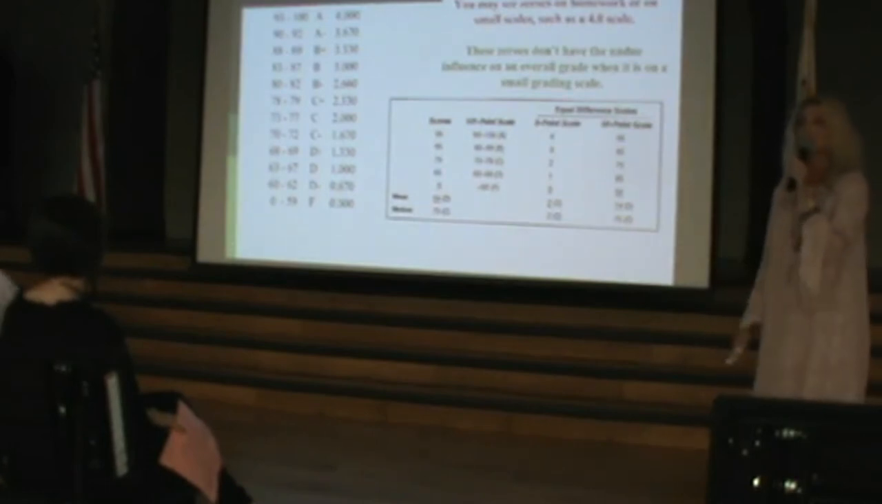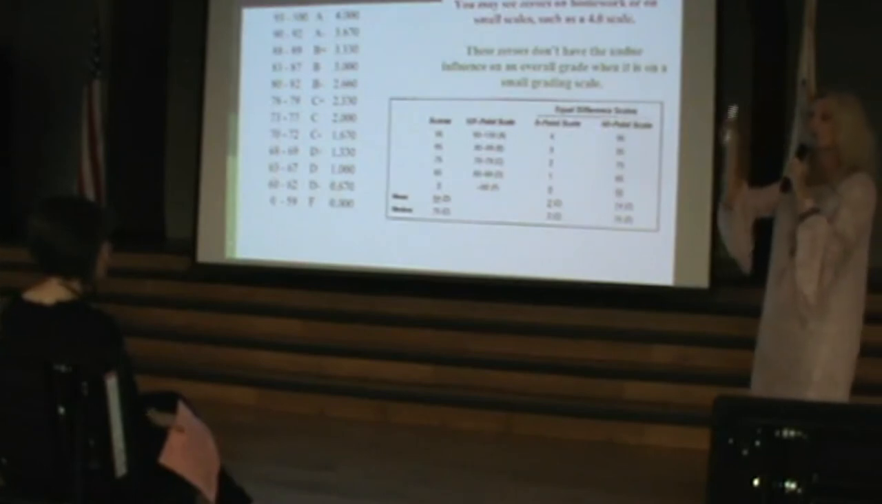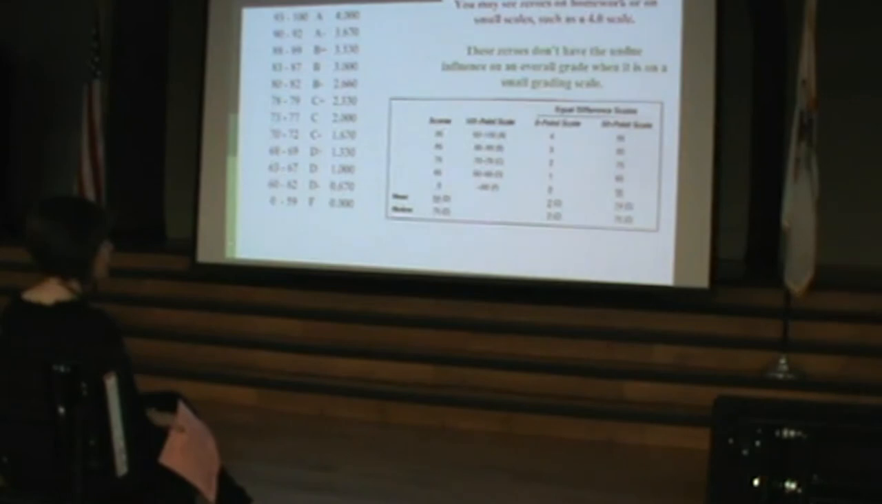Because we put that zero in there, there's no recouping that. Even if they got 100% on all the major assessments, they're not going to go above a C. And that doesn't seem fair, does it? How can you get 100% of everything, but you've tanked one thing and you're now considered not proficient?